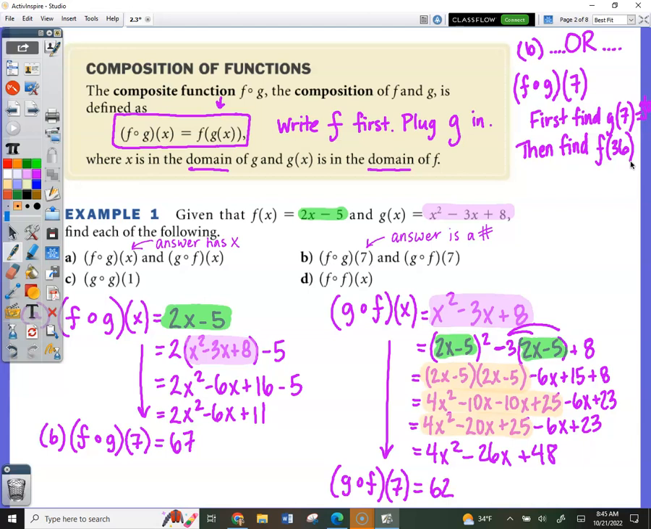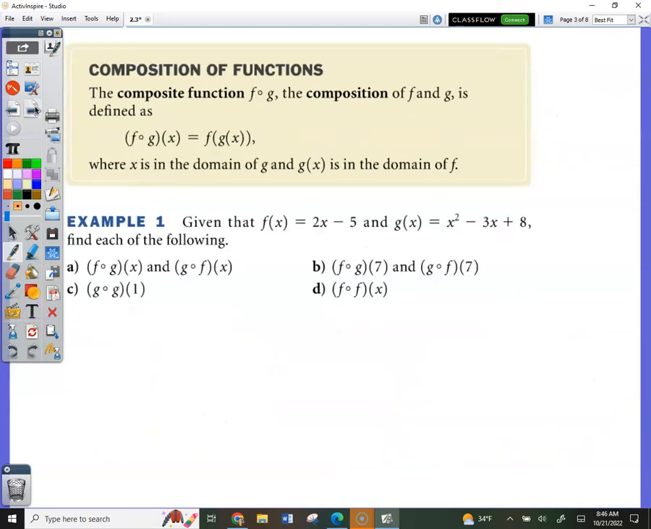So, okay, that was A and B. Go to the next slide. And let's do C and D. You do C on your own. So we've already done A and B. Now we're doing C.